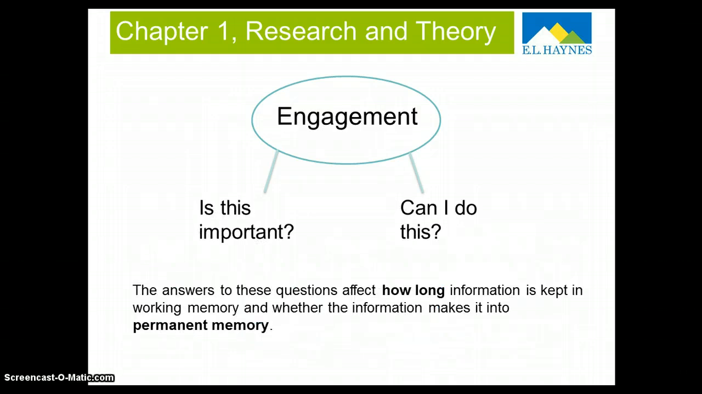Now that the information is in working memory, how do we ensure that information makes it from working memory into permanent memory? The key here is engagement. If information is not deemed important, working memory will not maintain it for long and will not transfer the information to permanent memory. Also, if students do not believe they can perform tasks relevant to the information, the brain will eventually reject it.